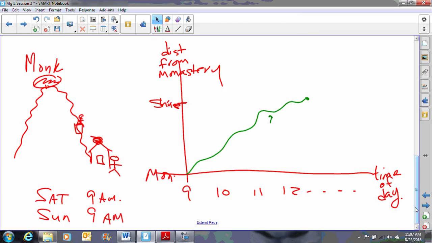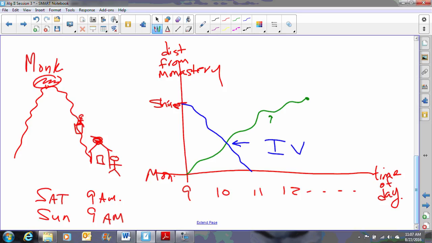Now, the next day at 9, at Sunday at 9, he decides to go back down, and he probably goes down faster, but again, his distance is connected. Now, this point right here is a value of distance from the monastery and time of the day, and where those two graphs cross, that monk must be the same distance from the monastery at the same time. So in other words, this is something that has to occur by the intermediate value theorem.